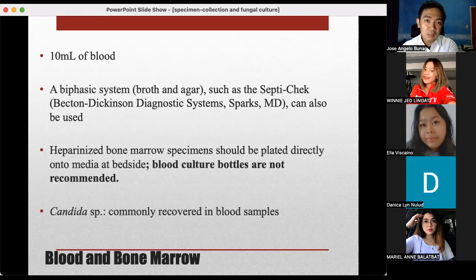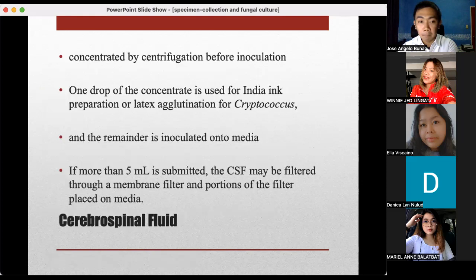Okay, another, we have your bone marrow. Your bone marrow, kailangan po heparinize and inoculate at bedside. So the use of your blood culture bottles is not recommended for your bone marrow. Okay, and Candida species, these are commonly recovered in your blood samples.